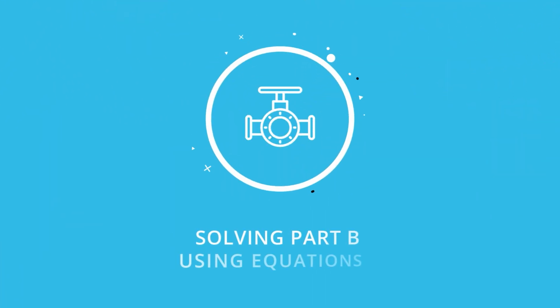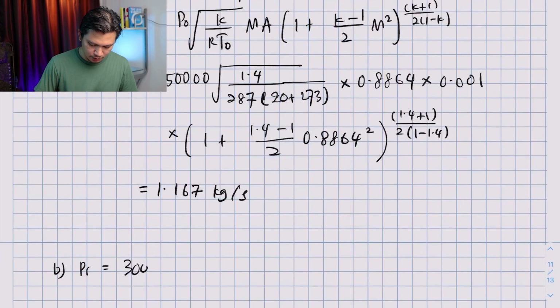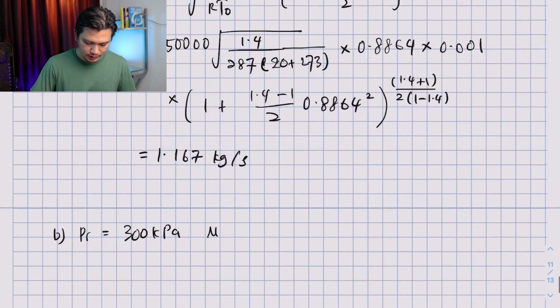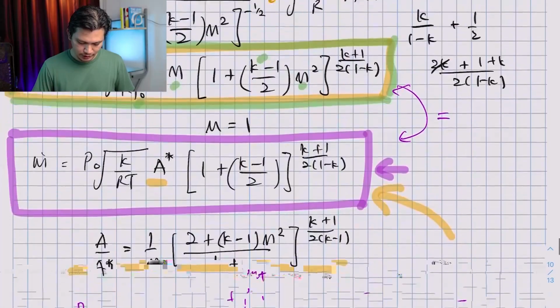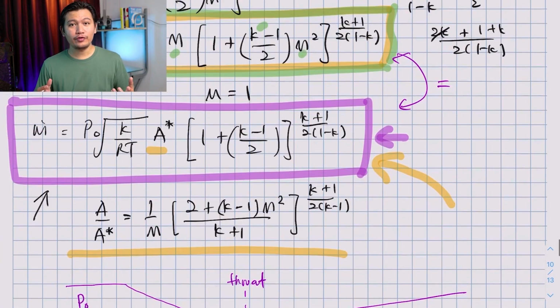And for case B, we know that the pressure inside the receiver is 300 kilopascal, and we know that in here the Mach number is equal to 1. So now we're going to use Mach number 1 and put it into the equation that we used just now. Let's go back to our equation here. Obviously this is just the previous equation, but with M equal to 1.